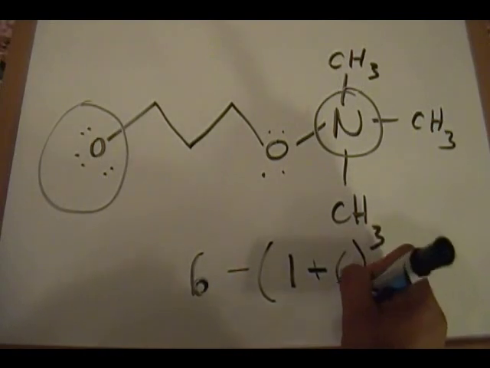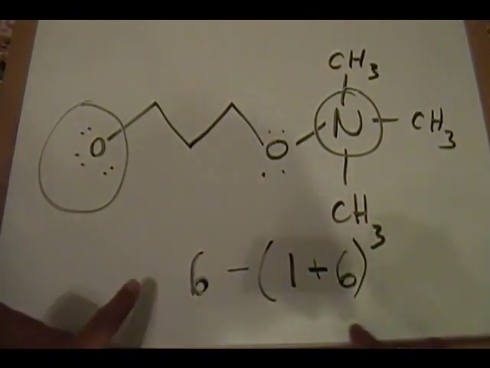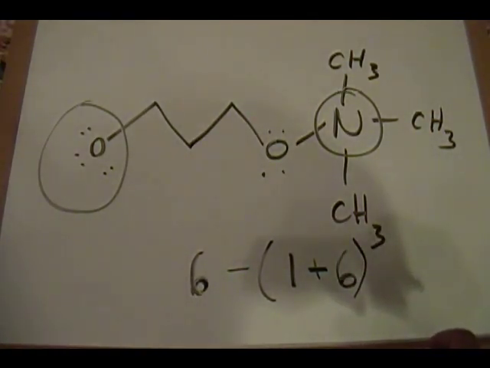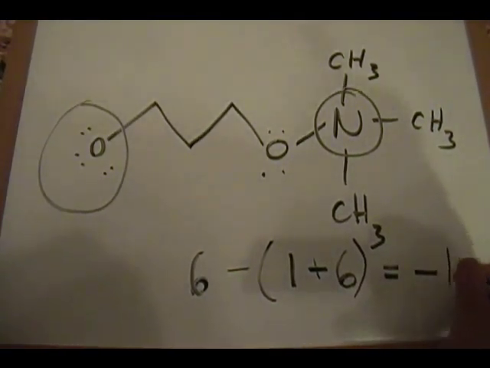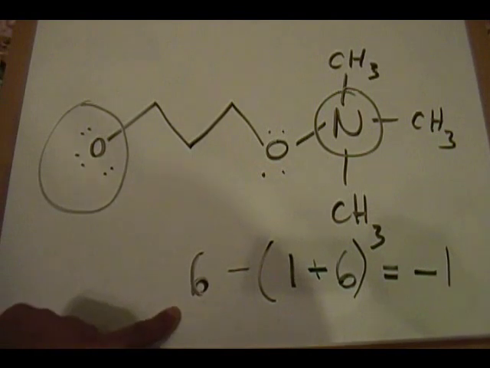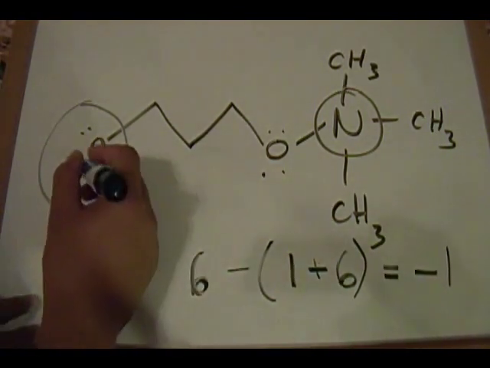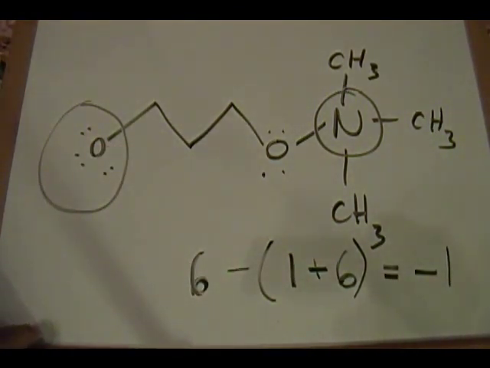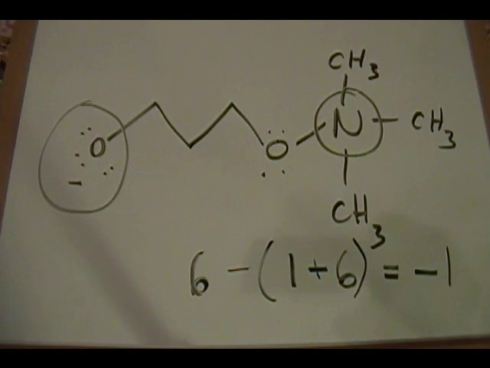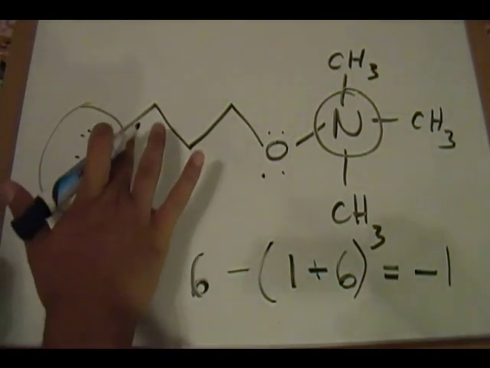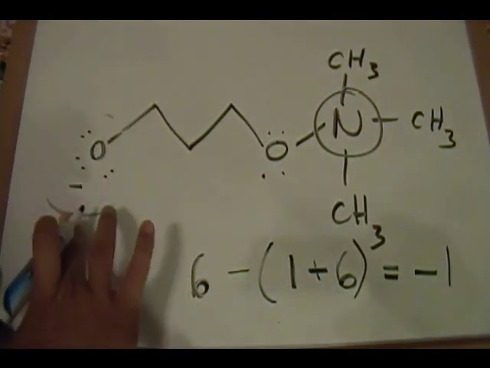So the answer to this little addition problem is basically -1. So 6 minus 7 is -1. So this oxygen atom has a formal charge of -1. Usually we don't put the -1, we just leave a negative around it. So that's the first one.